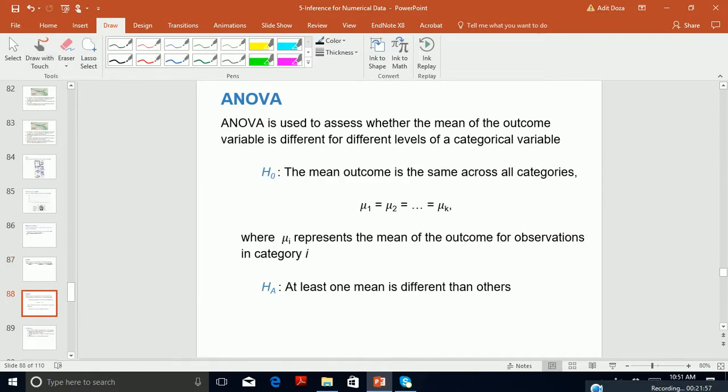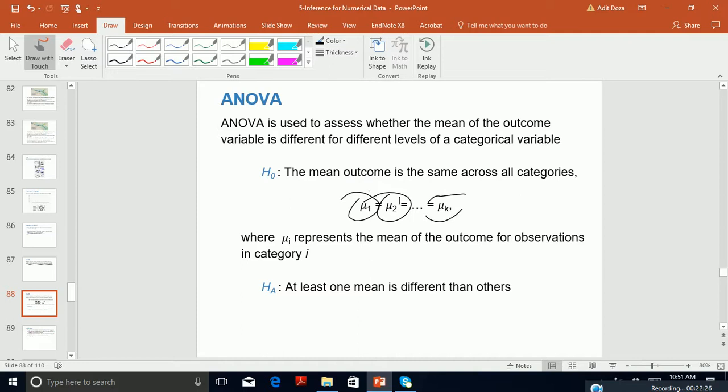So what should be the null now? What should be the null? By convention, we assume that there is no difference. So in that case, all the means should be the same, right? Mu 1, mu 2, up to mu k. Mu 1 could be the mean for the surface, mu 2 could be the mean for the mid path, mu k could be the mean for the bottom surface, right?